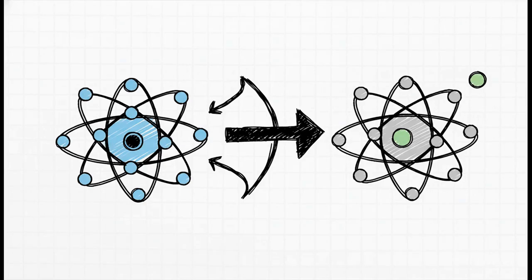Now let's jump all the way across the map to group 17. This is the home of the halogens. And if the alkali metals are the generous givers, well, the halogens are the ultimate takers.